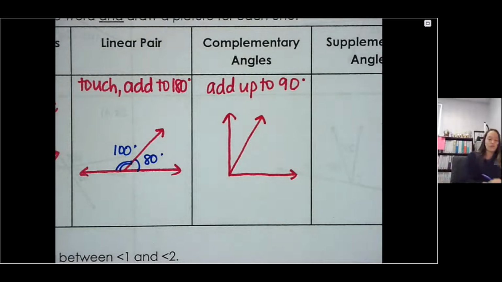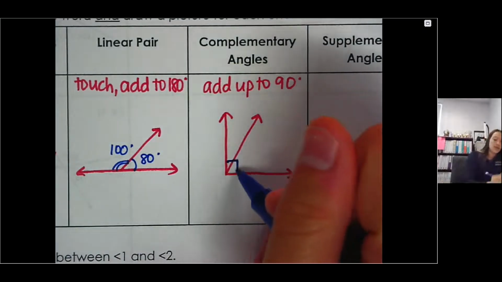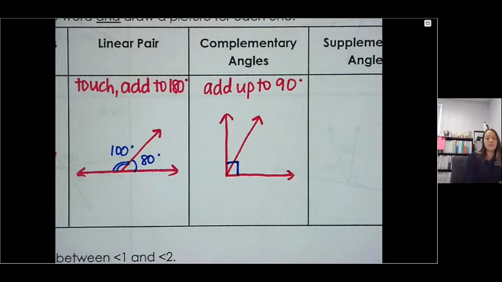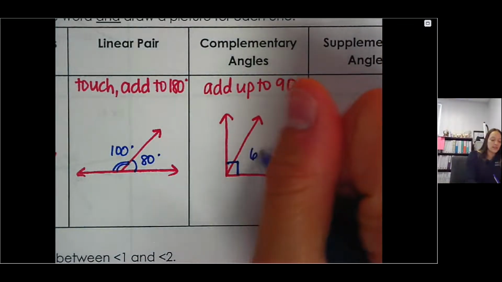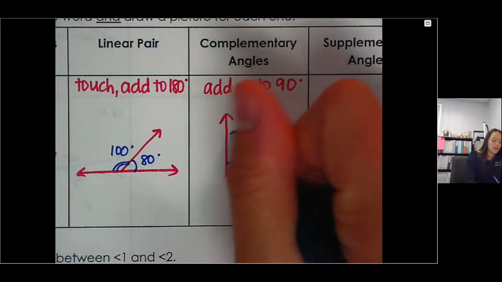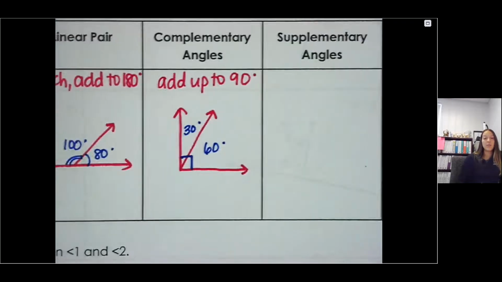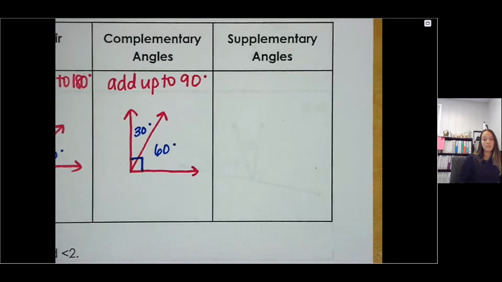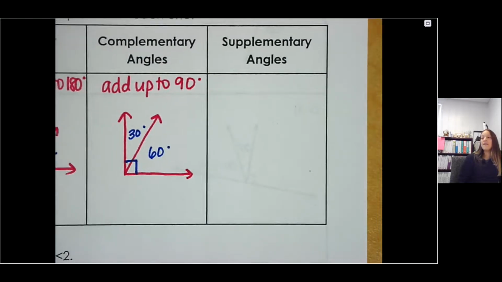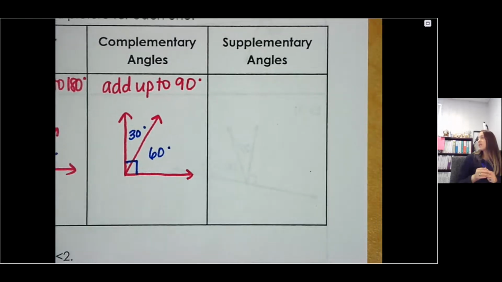degrees. Doesn't matter what the two angles are, but if I put the two of them together, I should get 90 degrees. So I could say like this is 60 and this is 30. Whatever adds up to be 90 degrees. And you should see the box typically. Okay. And then the last one, supplementary.